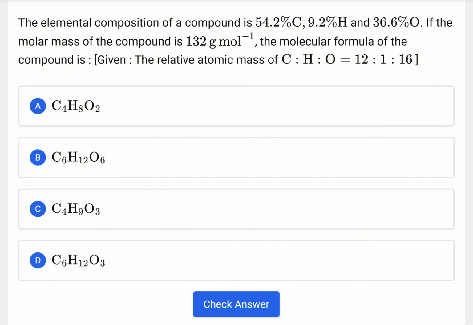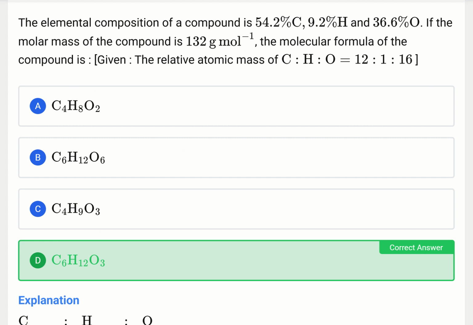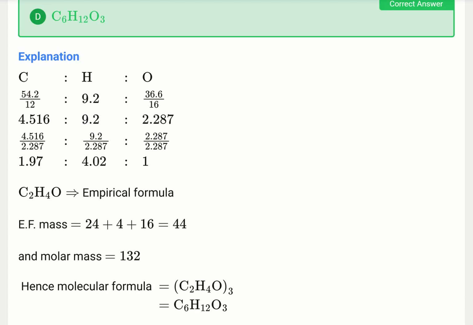So this is how you can solve. These are the easy calculations. So again, we have got this answer as D, the right answer. Moving to question number 7.